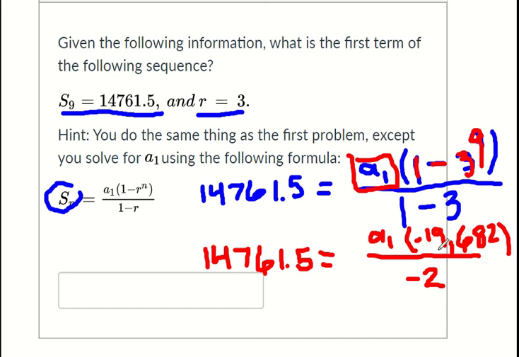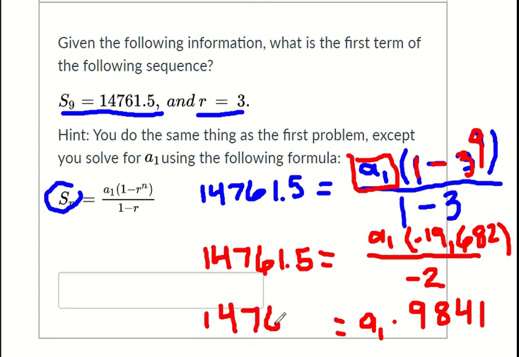Now I'm just going to divide these two. Negative 19,682 divided by negative 2. So I'm going to type that in my calculator. When I do that, I get A1 times 9,841. And then over here I get 1,476,1.5.